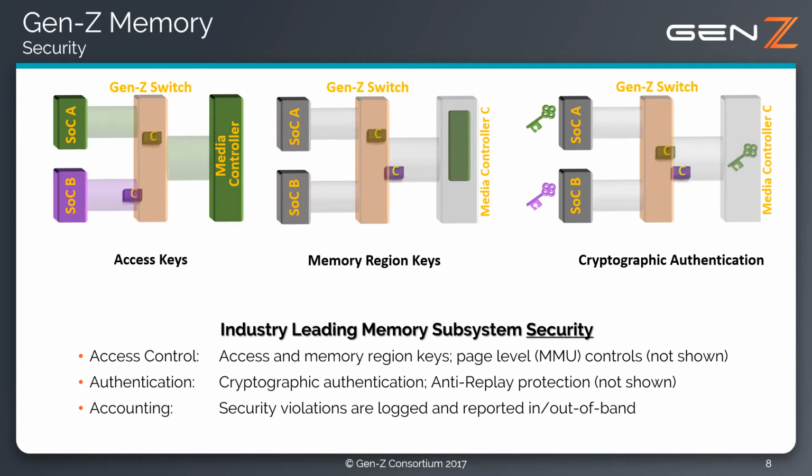When a component sends a Gen Z packet, it can include an optional memory region key in the header. When a component that is sharing one or more memory regions receives the packet, it validates that the targeted memory region is protected by the same key present in the packet header. If not, the packet is dropped, an access violation audit log entry is created, and a security event is reported to fabric management by in-band or out-of-band management.